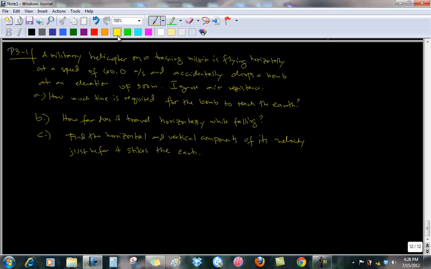For letter B, how far does it travel horizontally while falling? Letter C, find the horizontal and vertical components of its velocity just before it strikes the earth.